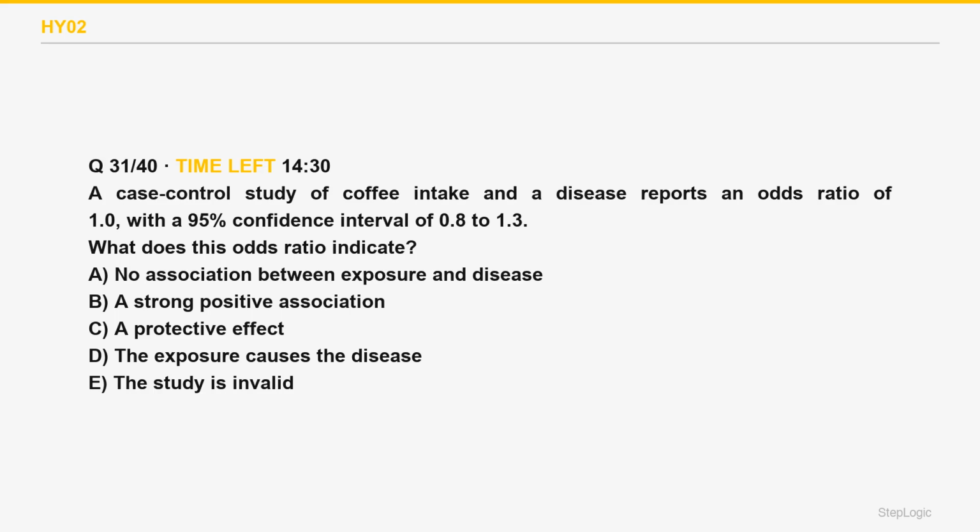What does this odds ratio indicate? A case-control study of coffee intake in a disease reports an odds ratio of 1.0, with a 95% confidence interval of 0.8 to 1.3.